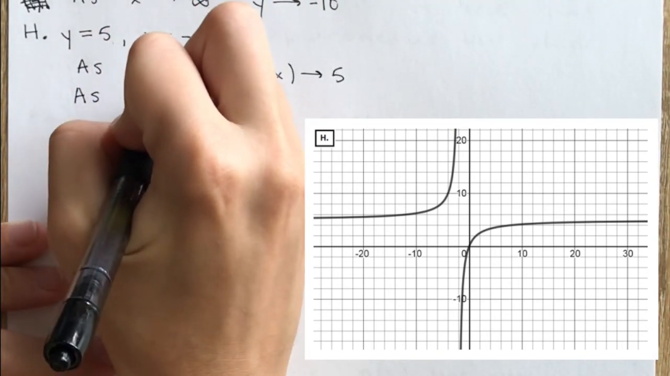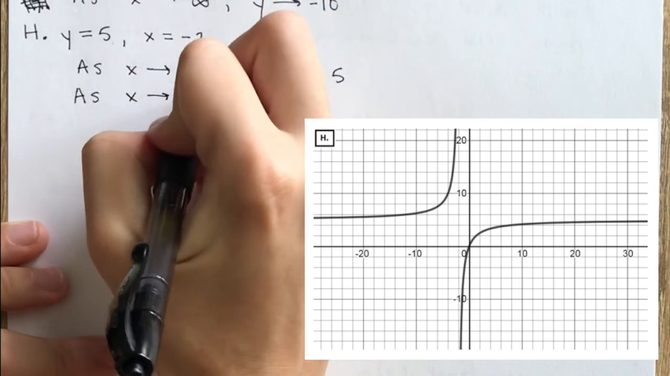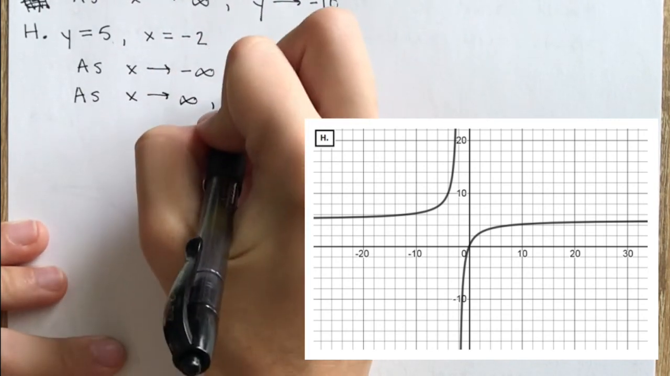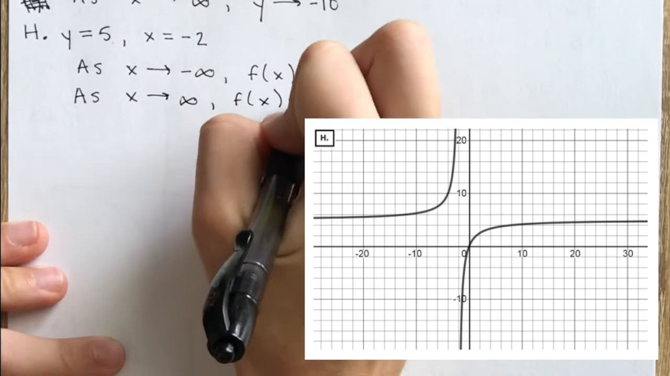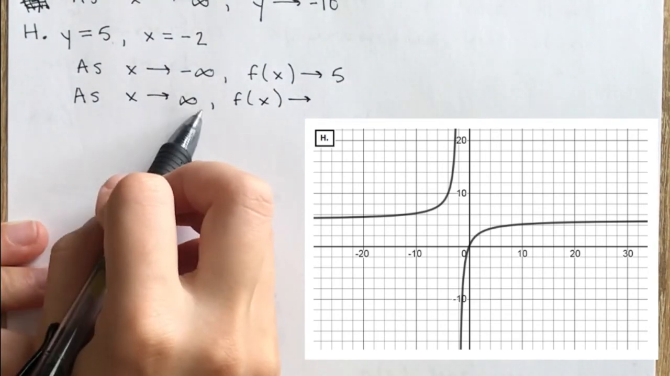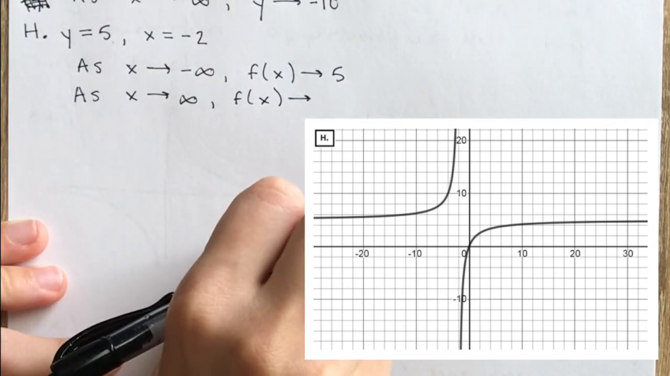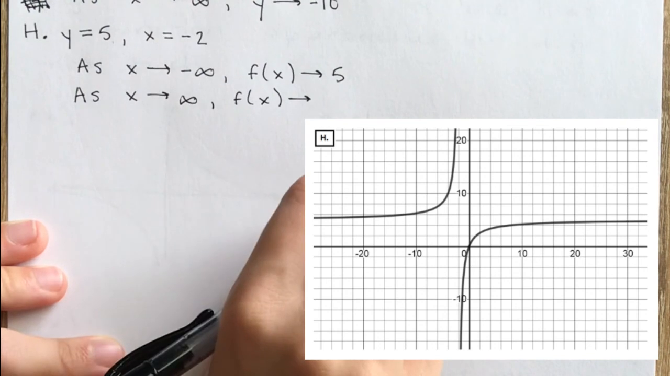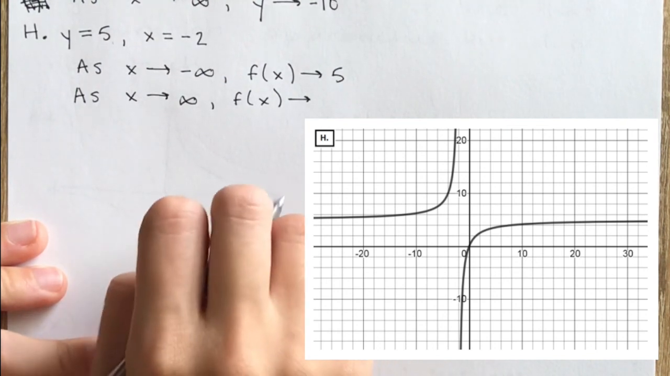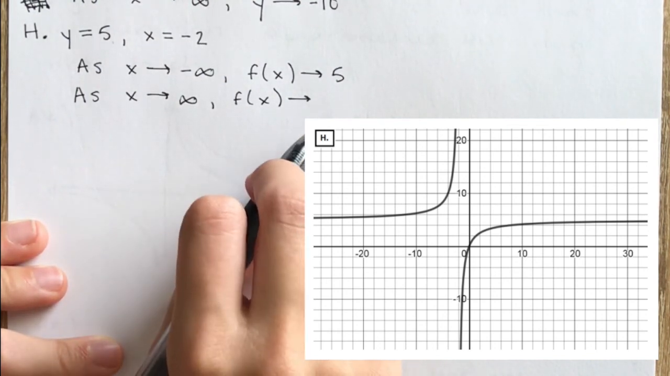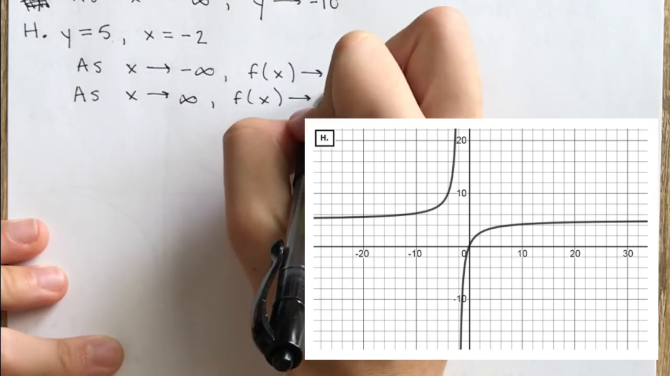As x approaches positive infinity, f of x approaches, so again, as we're moving off the graph to the right, as x is getting really, really large, y is getting really, really close to, this time, again, it is 5.